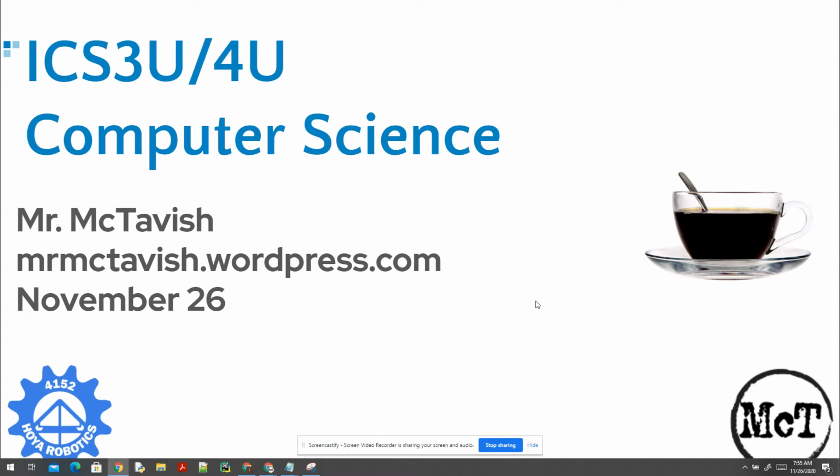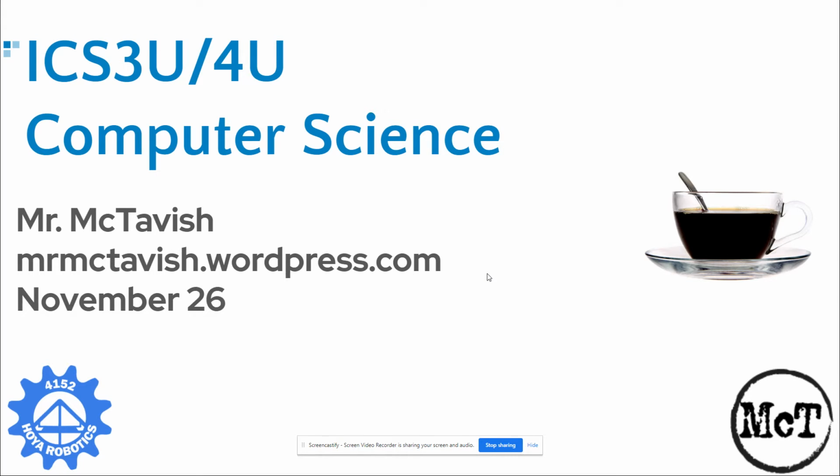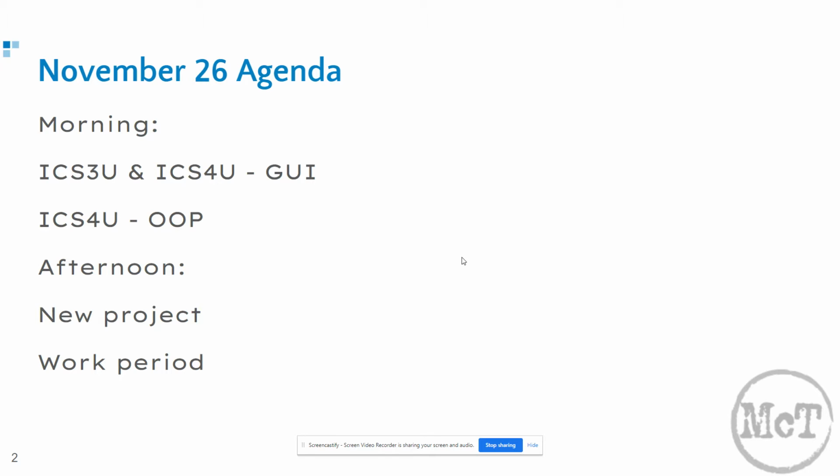Anyway, so it's November 26th, and I'm going to be going over the plan. This will be the first video, and there'll be another one for period 2. So let's get started. For today, the goal is we're going to start learning how to create GUI, graphic user interface, in Java. And grade 12s, we're going to be dealing with object-oriented programming later. And then there's a new project that I'll be posting this afternoon. And you've got the last period of the day to work on it. So that's the game plan.